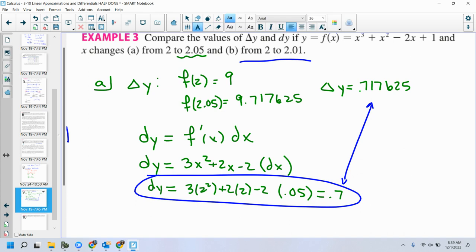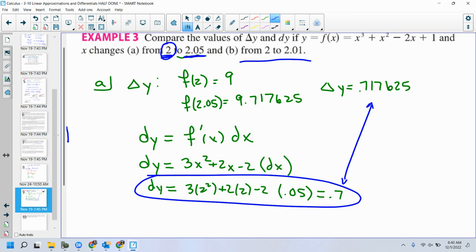If I want to start at 2 and find the differential out to 2.05, I know that dy is going to be f prime of 2 times the differential on x. The differential on x between 2 and 2.05 is just 0.05. So I'm going to take f prime of 2 times 0.05, which is where we got the 0.7. Now, how close were we between true delta y and our differential on y?